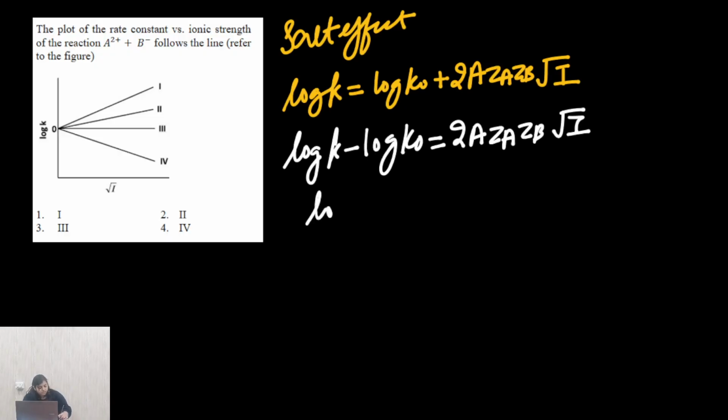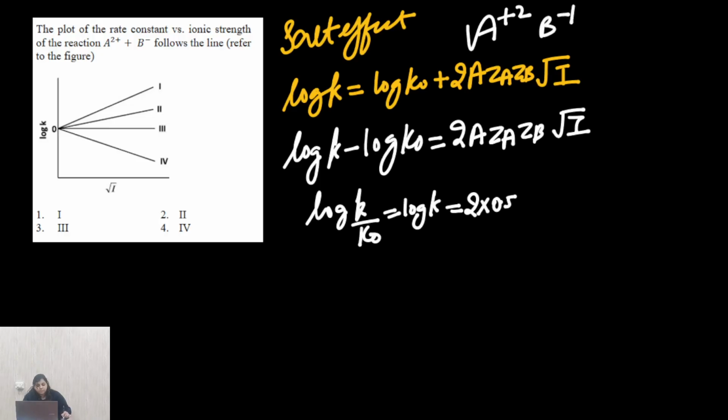This we can write as log of K upon K naught, where K is the new rate constant. This is equal to 2 times A value, which is 0.515, into ZA ZB. Now here the ionic species are A plus 2 and B minus 1, right? So ZA becomes plus 2 and ZB becomes minus 1 into the root of ionic strength. So this becomes equal to minus 2 times the root of ionic strength, which is equal to log of K.